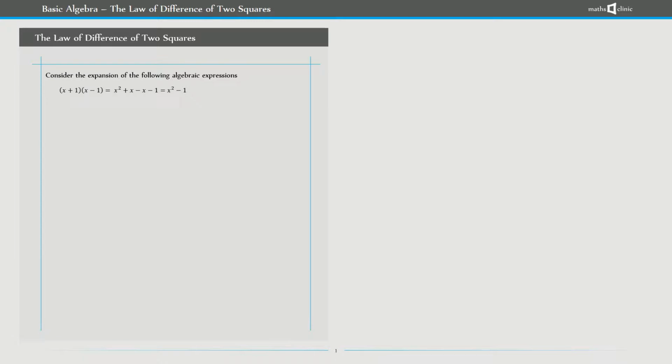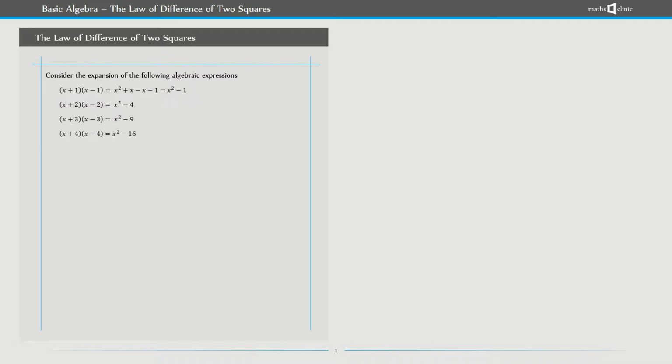We have x plus 1 multiplying x minus 1, and when you expand that out, you usually end up with x squared minus 1. Now let's try x plus 2 times x minus 2, and you would end up with x squared minus 4. Are you noticing something interesting? Let's try x plus 3 times x minus 3. You would end up with x squared minus 9. What about x plus 4 times x minus 4? You do the same and you end up with x squared minus 16.